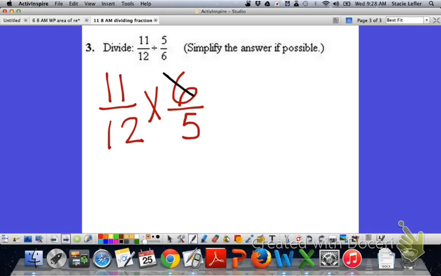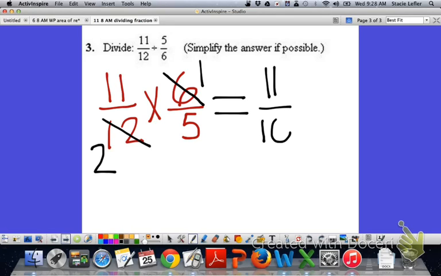So this top and this bottom have a common factor of 6. So we divide 6 by 6 to get 1, and 12 divided by 6 to get 2. 11 and 5 do not have any common factors. 11 and 2 do not have any common factors. So we'll go ahead and multiply straight across. 11 times 1 is 11, and 2 times 5 is 10.